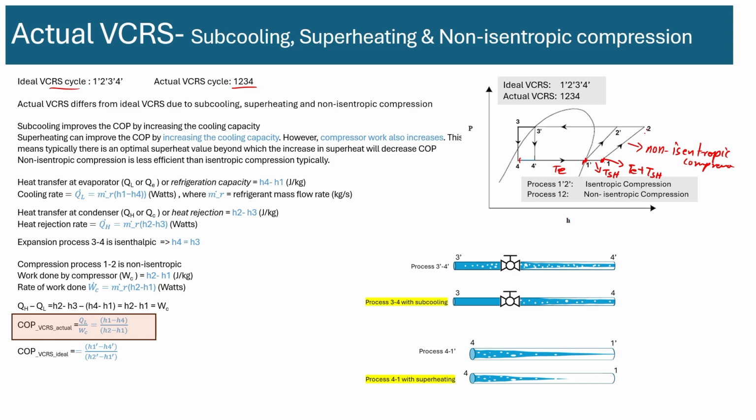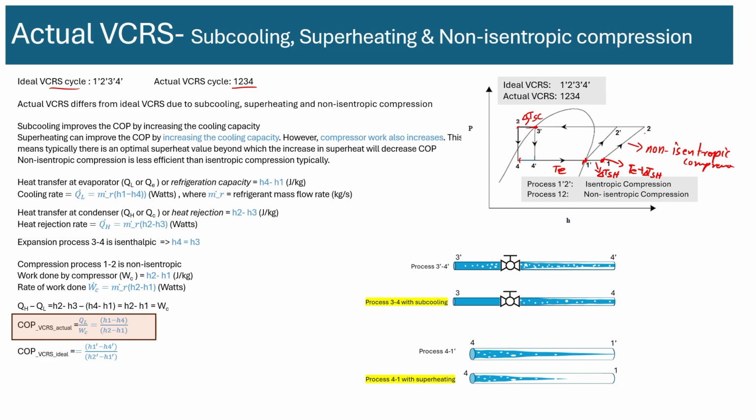So non-isentropic compression, and then from 2 to 3, it doesn't stop at 3 prime. You cool the condenser and you reach fully liquid in the condenser here, and then you cool it a little bit more. So that change in temperature is T subcooled, delta T subcooled, from 3 prime to 3.